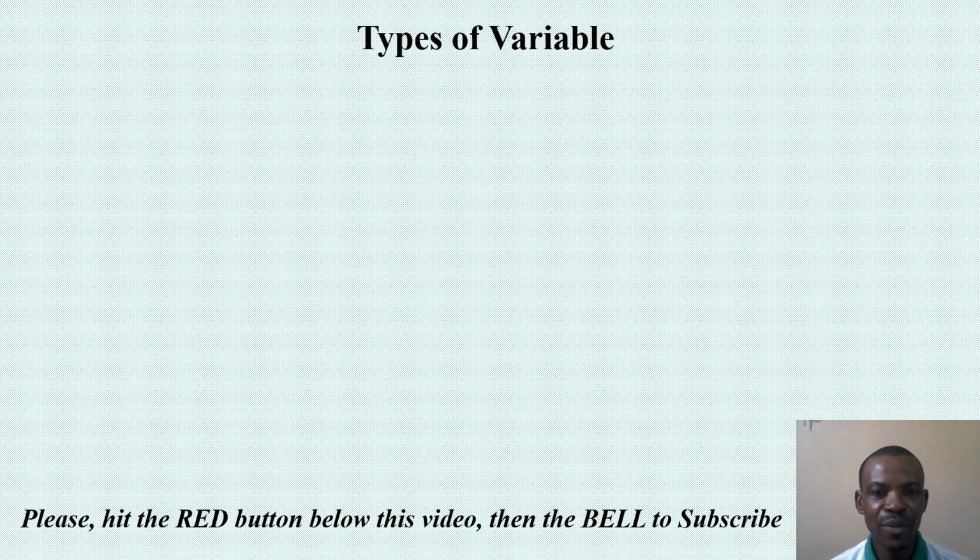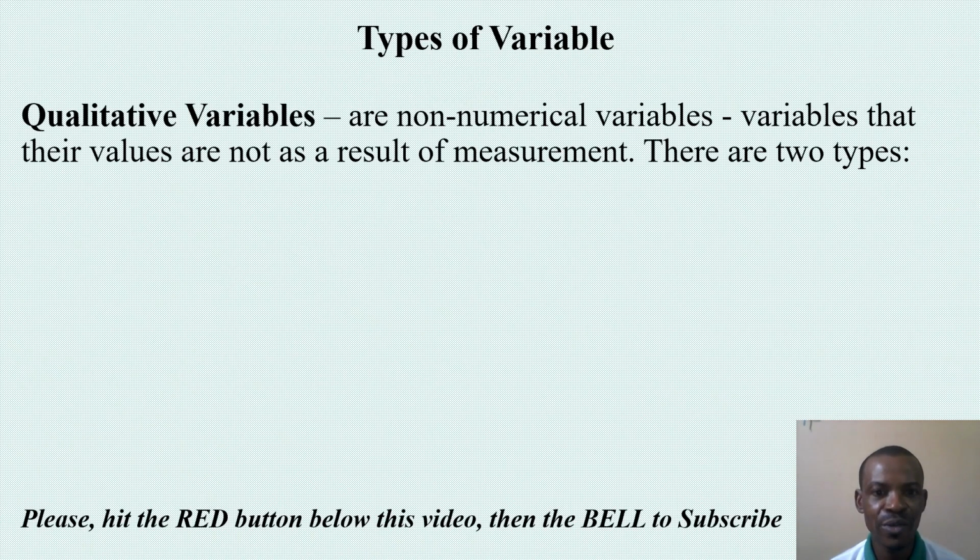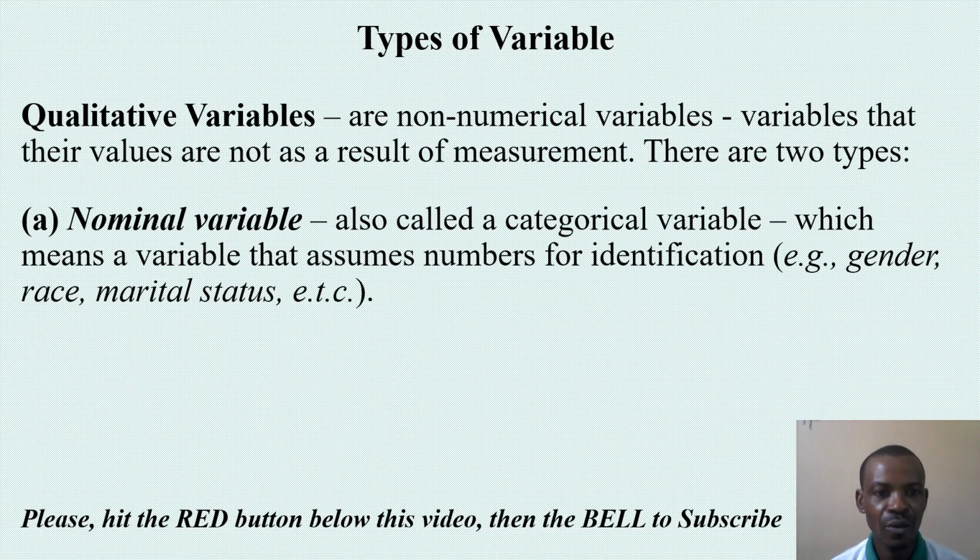Right, because of the importance of measurement of variables, let's classify other variables into different categories. Now, the first one we're going to discuss here is the qualitative variable. They are said to be non-numerical variables. That means that their values are just assigned to them, but not as a result of measurement. There are two types of qualitative variable.